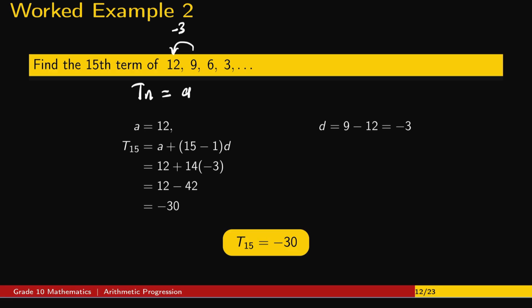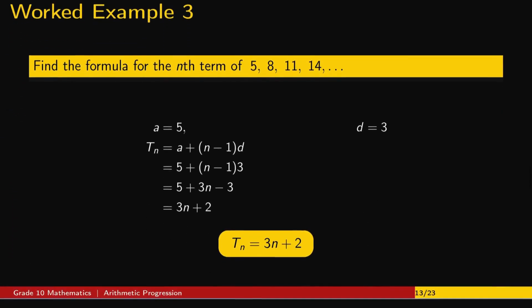I use this formula. T sub n is, you should know it by now, a plus n minus 1 multiplied by d. So where there is a, I put what? I put 12 because the first term here is 12. Okay, and then n, which is the 15th term, so that is n. 15 minus 1 is 14. Then the common difference is negative 3, right? So 14 multiplied by negative 3, I get negative 42. So 12 minus 42, I get negative 30, guys.